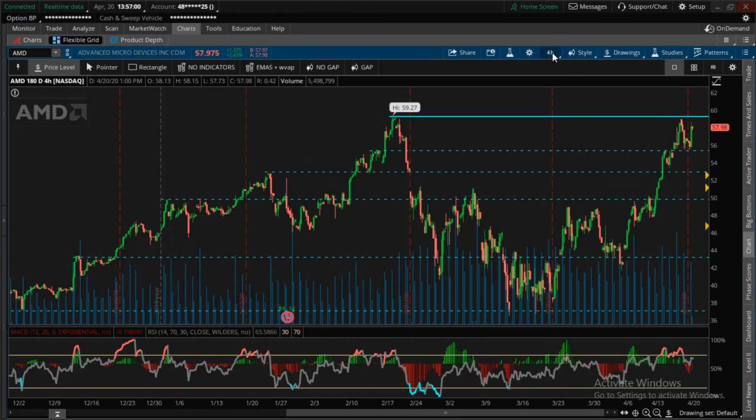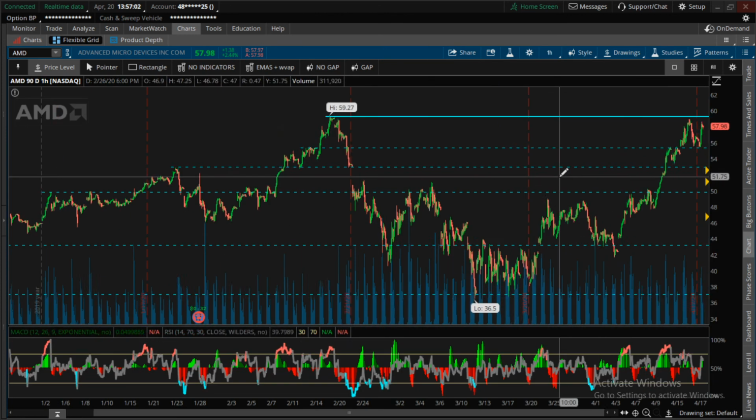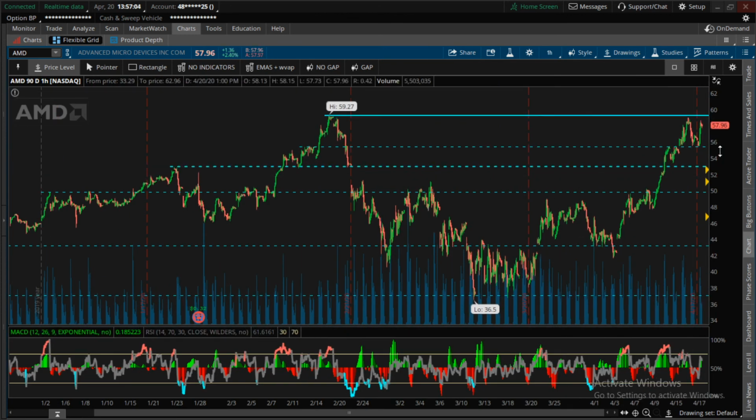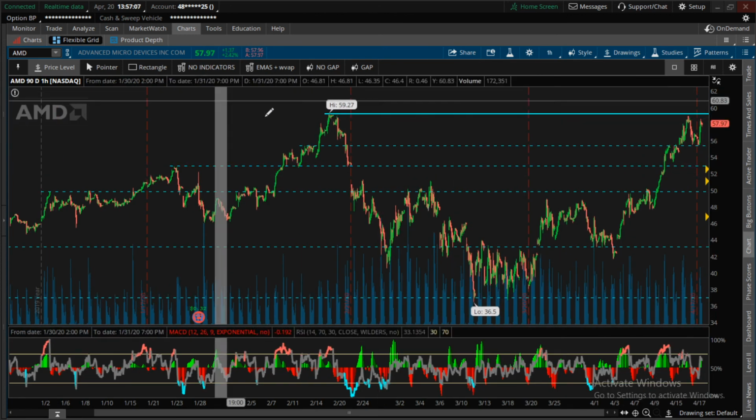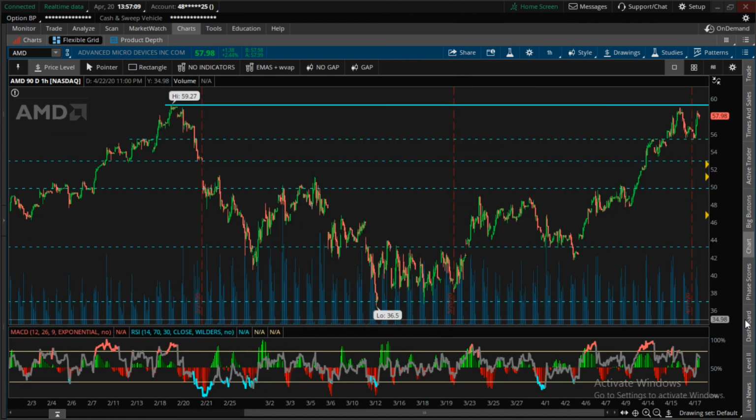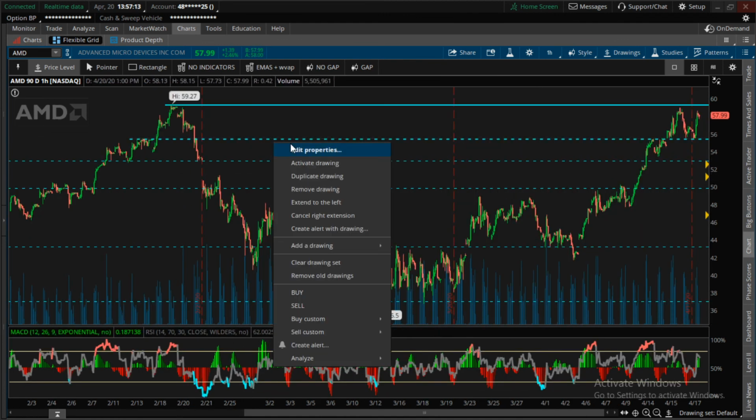Now we can just zoom in to the 1 hour. Sorry, I said 4 hour, I mean the 1 hour. We can adjust some of our levels if we have to. Now I'm going to zoom into this to see the overall direction of what is going on. I'm going to make this level right here stand out.